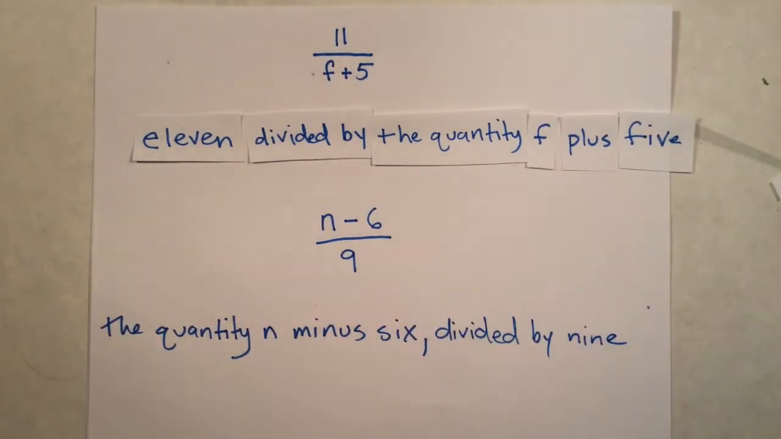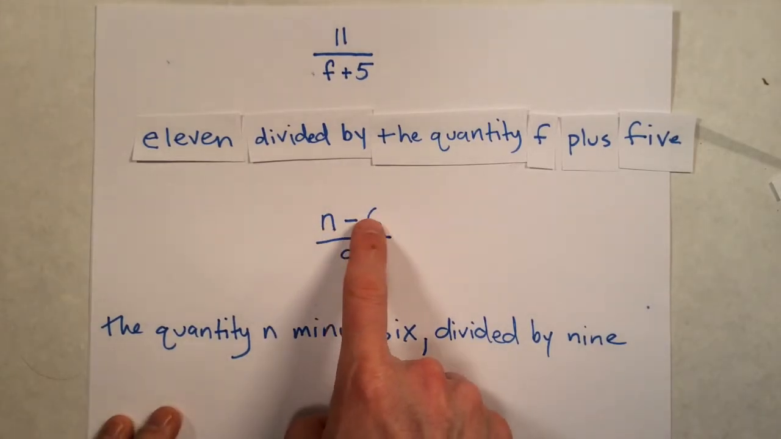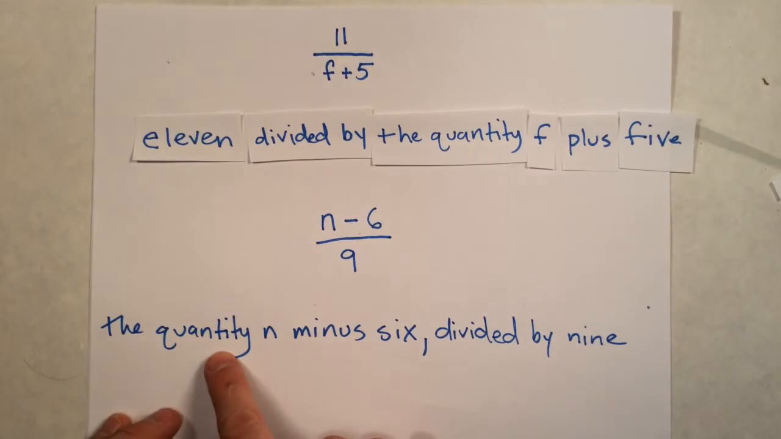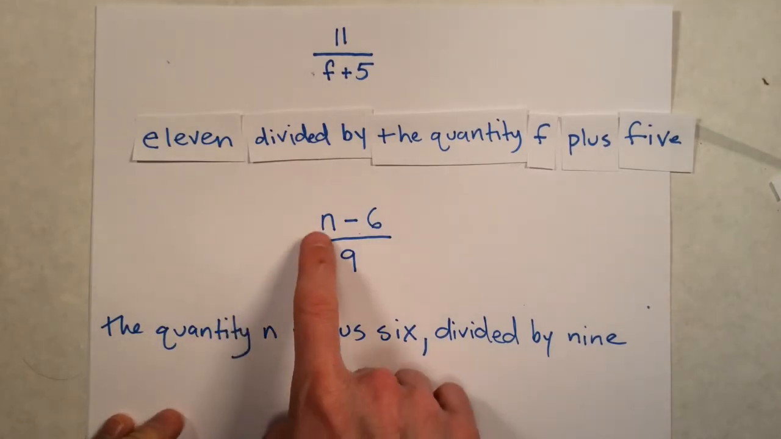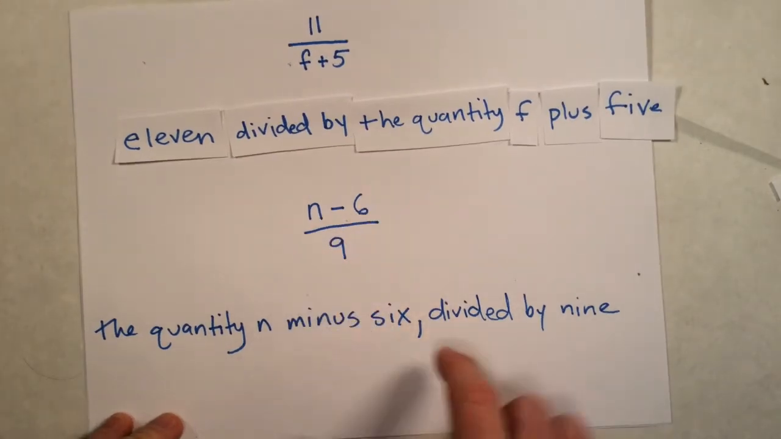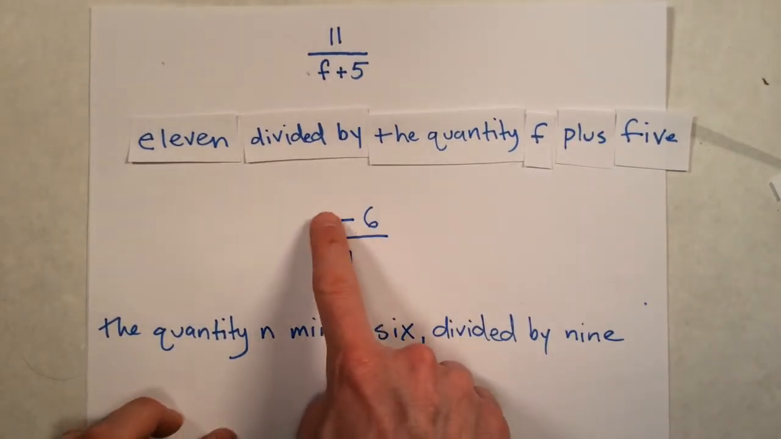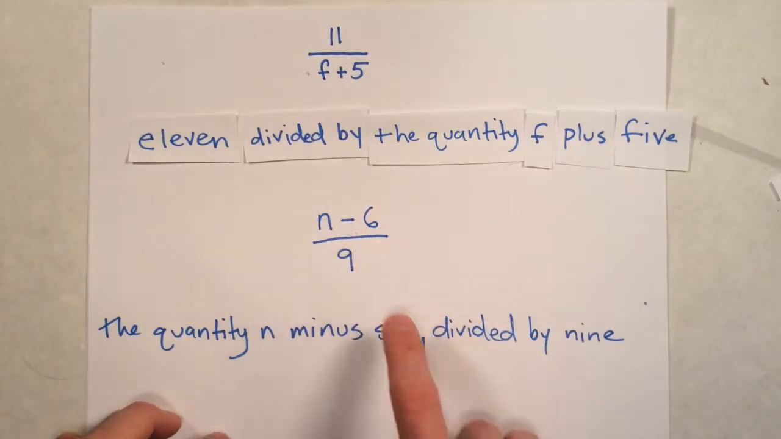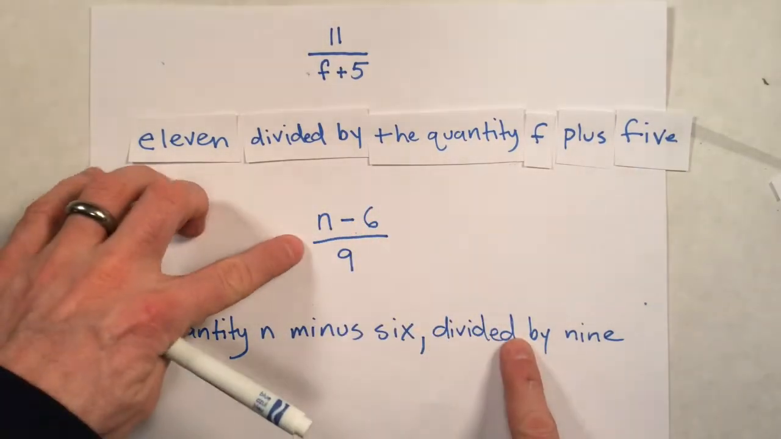And here it is. Since there's a subtraction sign in the top and it's a difference, we've got to start it with the words the quantity. Then we read left to right, n minus 6. And at the end of that quantity, n minus 6, we need to put a comma to end the numerator. Then it's divided by for the fraction bar and a 9.